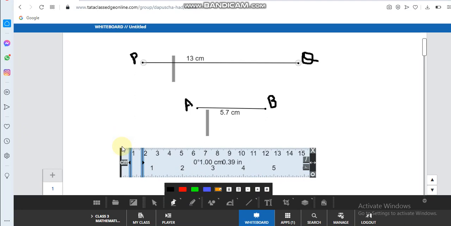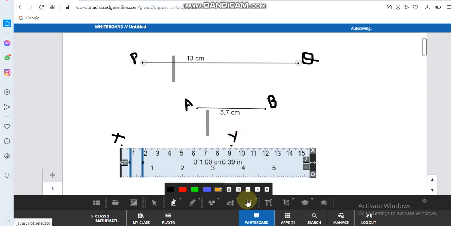So again mark the first point at 0. Now next at 9.2. So 9 then 1 and then 2. So mark it here. Now write the names. So now I'm writing X and this is Y.